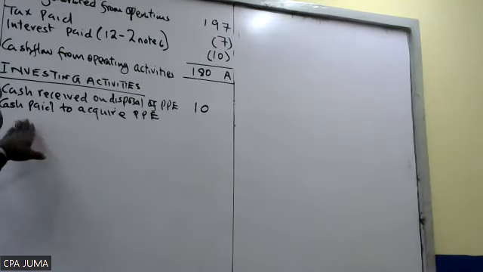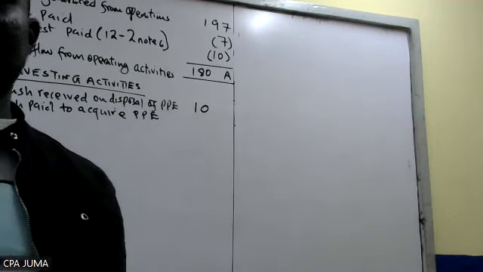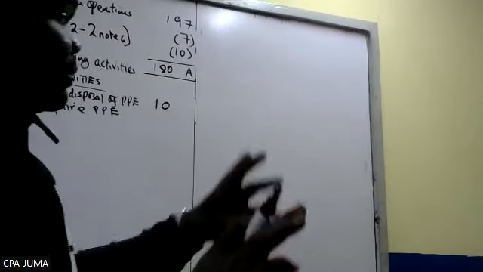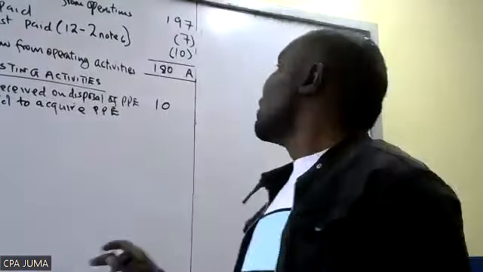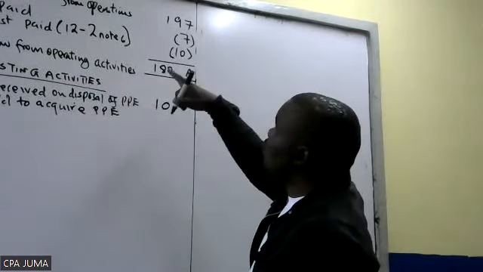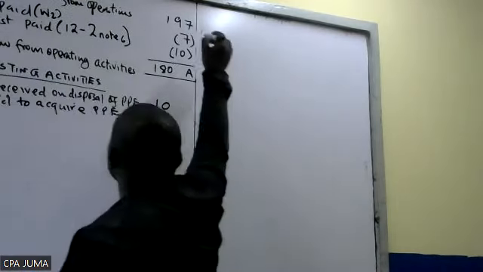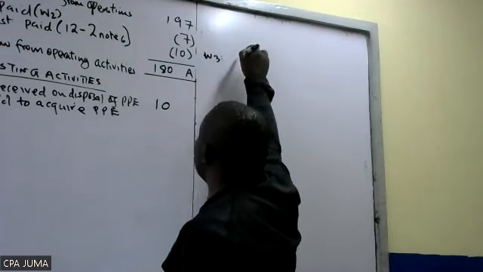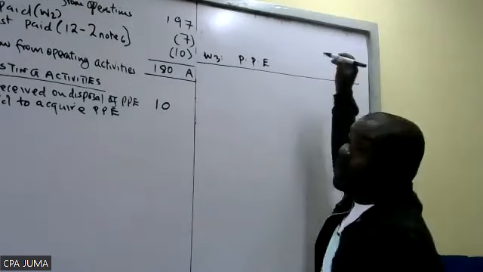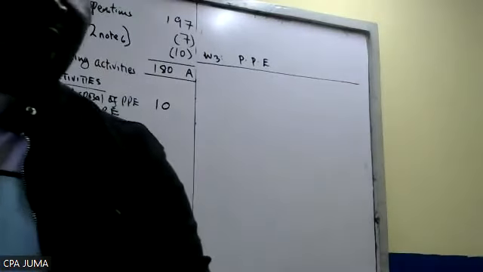So to get the cash paid to acquire, we have to prepare the PPE account. We don't have any shortcut there. So I want us to prepare the PPE account. By preparing that, it will come out by itself. So for the working, tax paid was working two, so tax paid, check working two. So working three is on property, plant, and equipment. So how will you determine it?